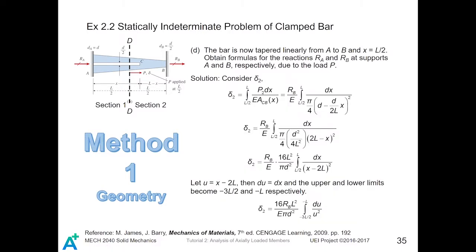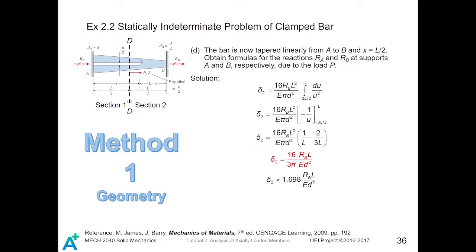Now, after considering delta 1, we consider delta 2. Similarly, we take the reaction and the E out of this integral and put our area into it. Similar to delta 1, we take out the common factors such that the remaining stuff in the integral becomes a polynomial. Then we let u equal x minus 2L, then du equals dx, and we change the upper and lower limits to get this integral.